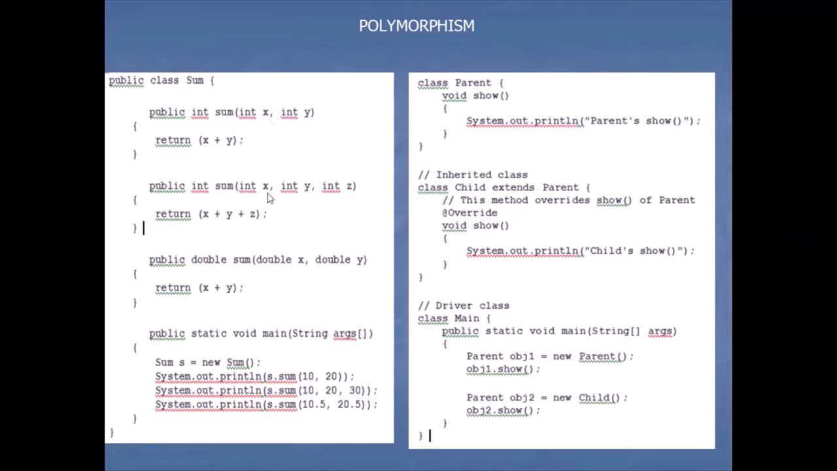Here 2 parameters, here 3 parameters, here the data types are different, here integer, here double, but the method names are the same. This is method overloading. This one is method overriding.